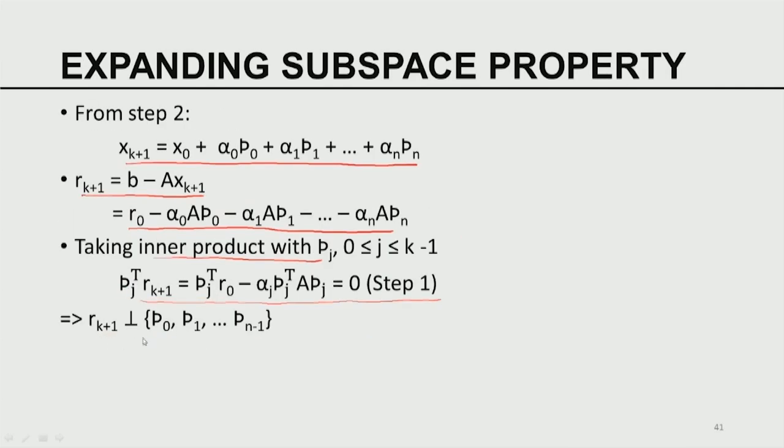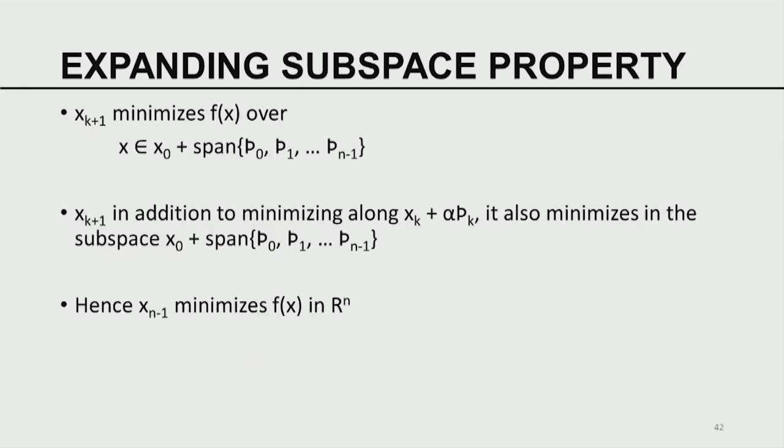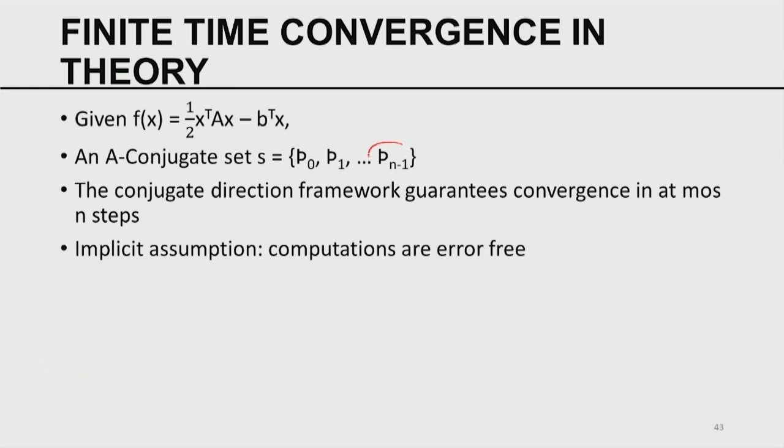In here, what is it that we have seen? rk plus 1 is perpendicular to this set. That is what is called the expanding property. I believe this must be k. I want to check this property. I'll probably correct it later. So that essentially tells you xk plus 1 minimizes over the span of pk plus 1, this must be, I'm not very clear about. I'll have to check the correctness of this. I'll come back to that.